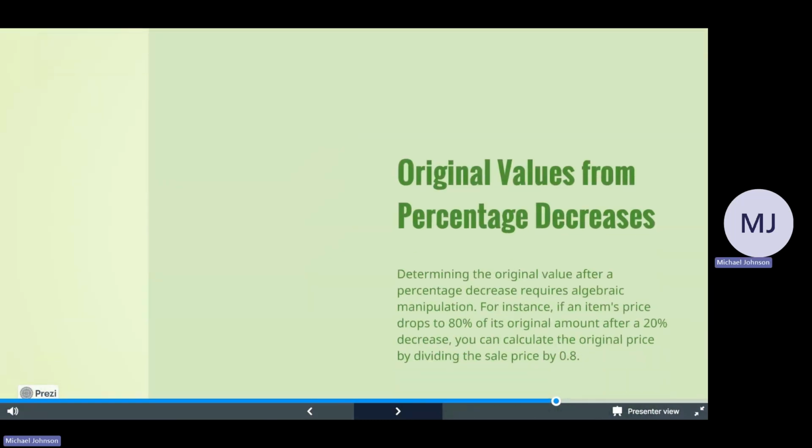Determining the original value after a percentage decrease requires algebraic manipulation. For instance, if an item's price drops to 80% of the original amount after a 20% decrease, you can calculate the original price by dividing the sale price by 0.8.